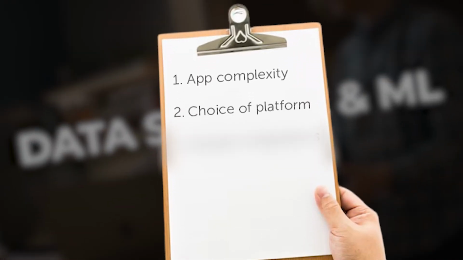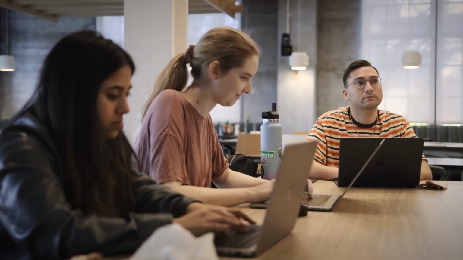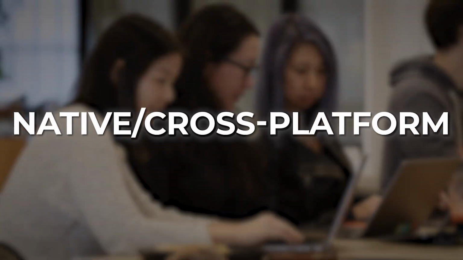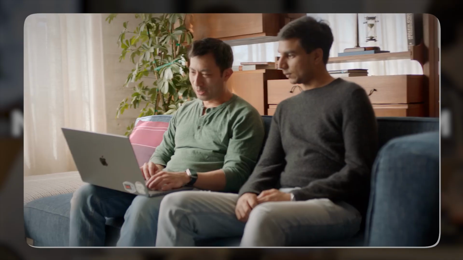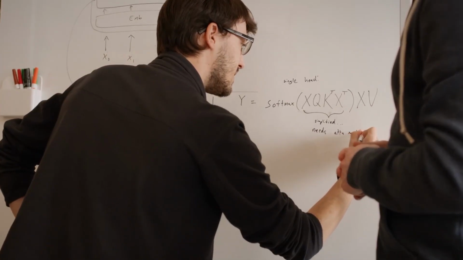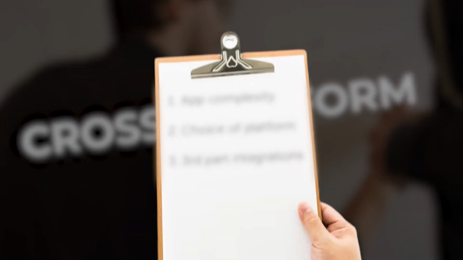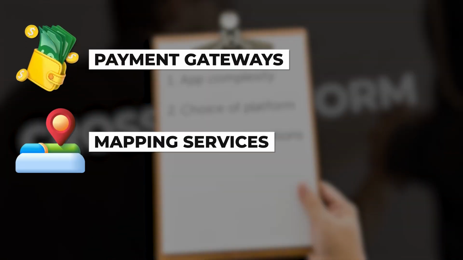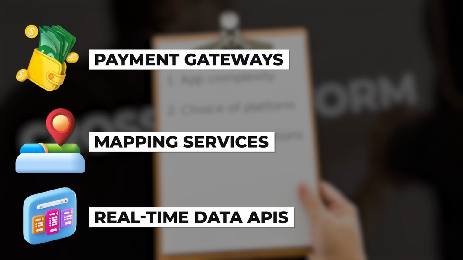The second one is the choice of platform. The cost of developing the app is affected by the choice of app platform. You have to choose between developing native and cross-platform apps based on your app goals. Developing native apps is more expensive as you have to develop separately for each platform. The more cost-effective option is cross-platform development. The third factor is third-party integrations. Integrating third-party services like payment gateways, mapping services, and real-time data APIs can increase the cost and time of app development. However, these are essential if you want to build a feature-rich app.